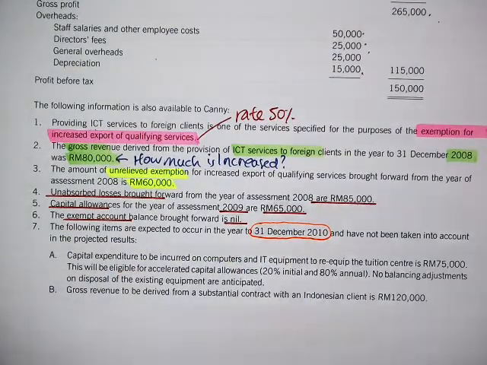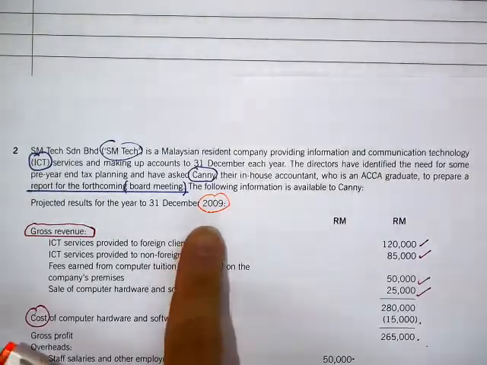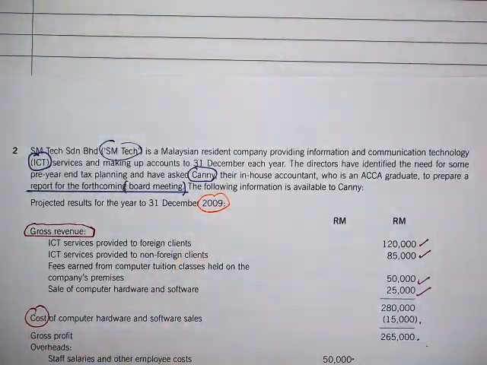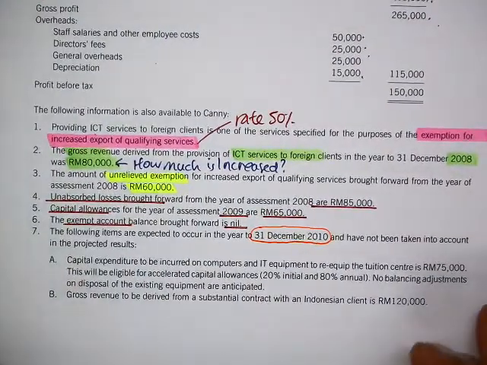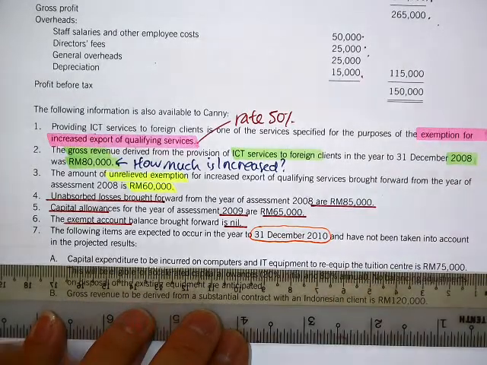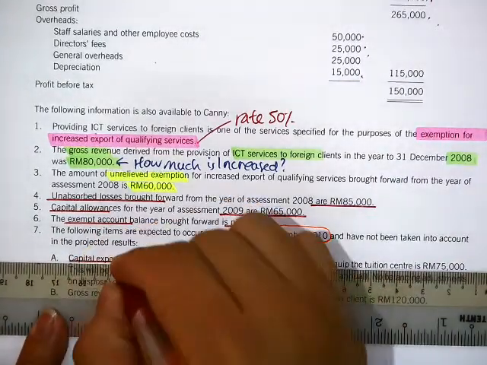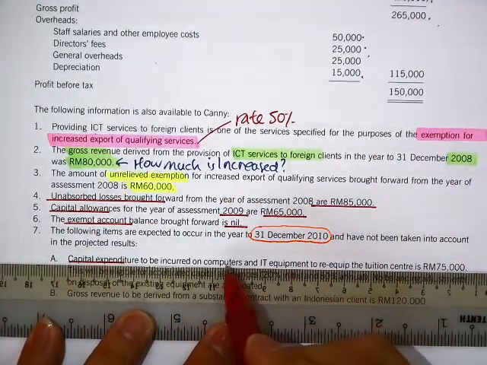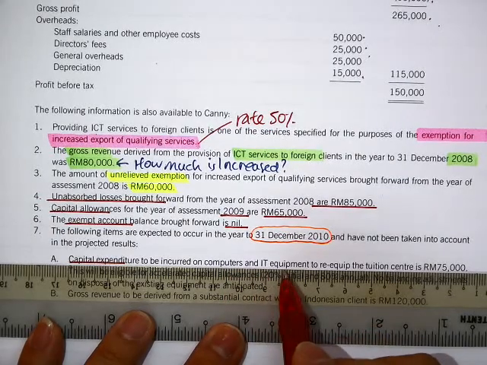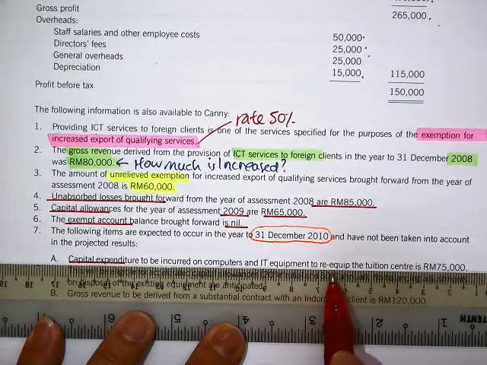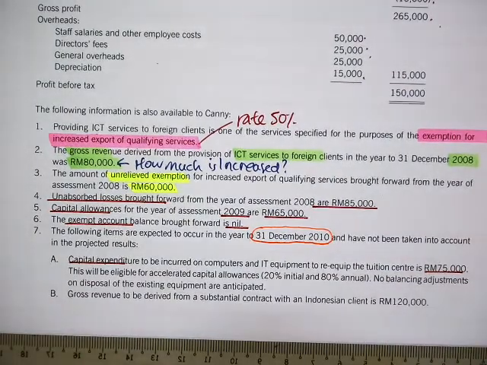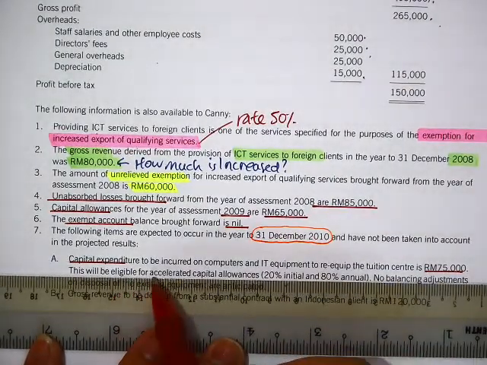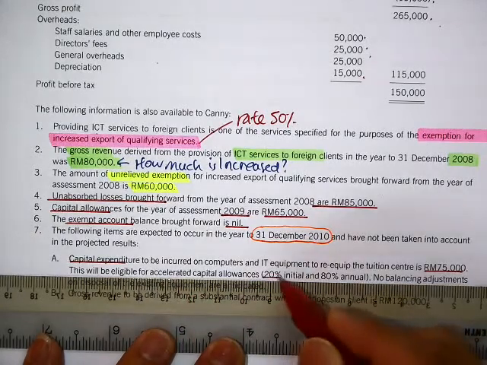2010, next year. Now 29. See carefully the date. Okay, so they plan to have capital expenditure to buy computer IT equipment to re-equip their tuition center for 75,000 ringgit. And this is eligible for accelerated CA 20/80.